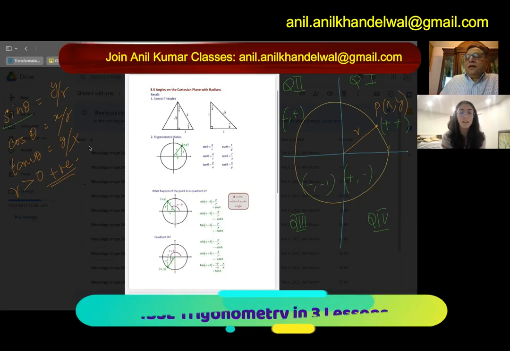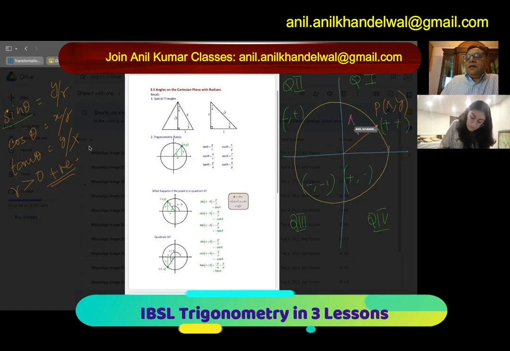Okay. So here, everything is positive. Let me write A, all positive. In quadrant 2, what is positive? Y value, only y value. So sine is positive.